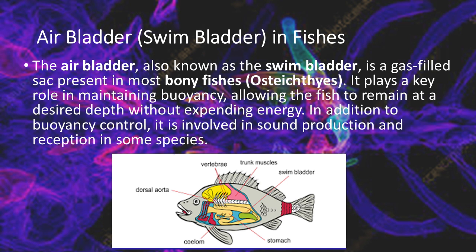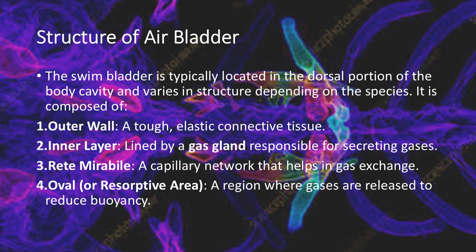It plays a key role in maintaining buoyancy, allowing the fish to remain at a desired depth without expending energy. In addition to buoyancy control, it is involved in sound production and reception in some species. Structure of air bladder. The swim bladder is typically located in the dorsal portion of the body cavity and varies in structure depending on the species.